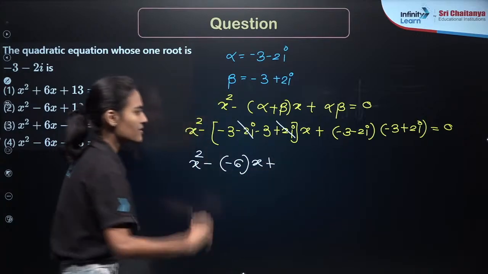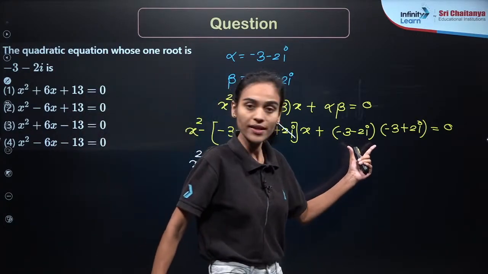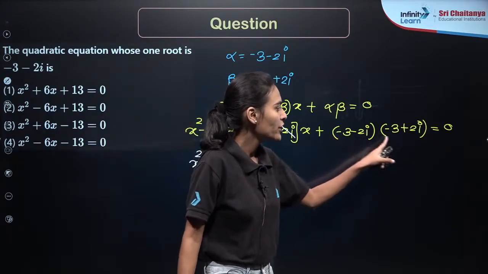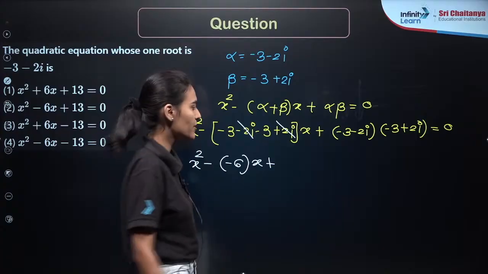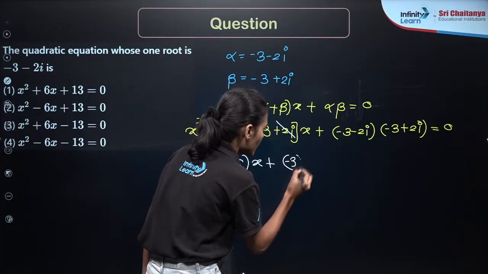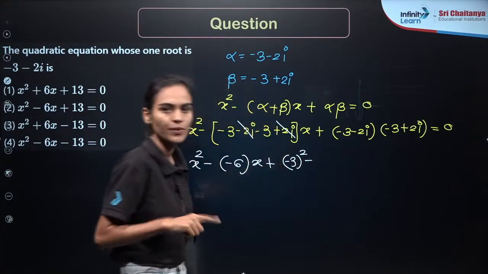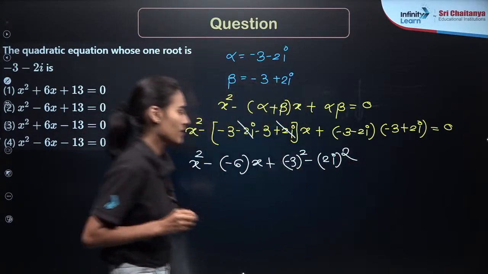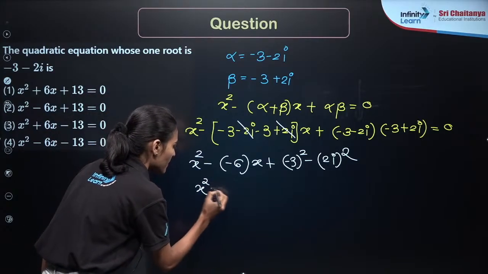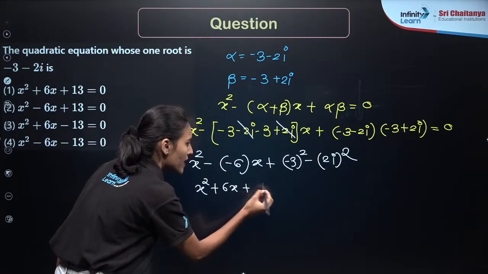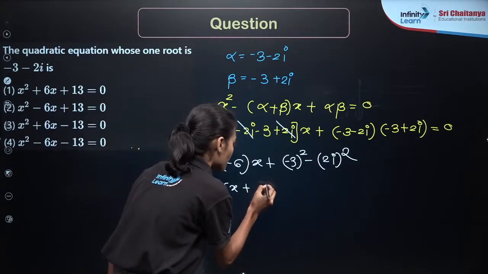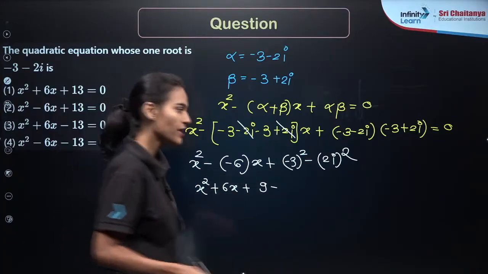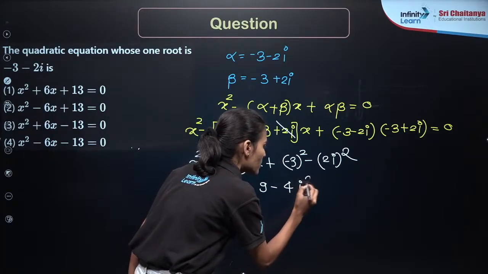times x plus, see this is a plus b, a minus b form. A is minus 3 and b is 2i. So this is a minus b into a plus b form, which is a square minus b square. So a square means minus 3 whole square minus, what is here b? 2i. So b square will be 2i whole square. So now this is x square minus minus plus 6x plus minus 3 whole square. Minus 3 whole square is plus 9. Now say this is minus 2 square into i square, 2i whole square, that means 2 square is 4 into i square.